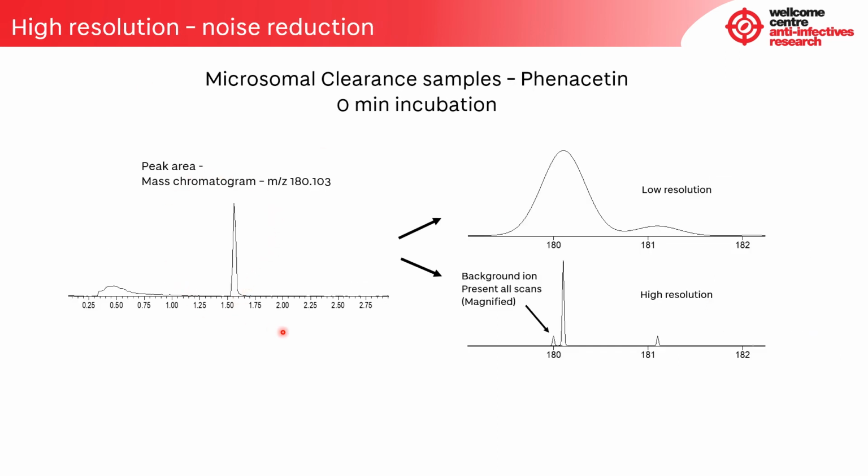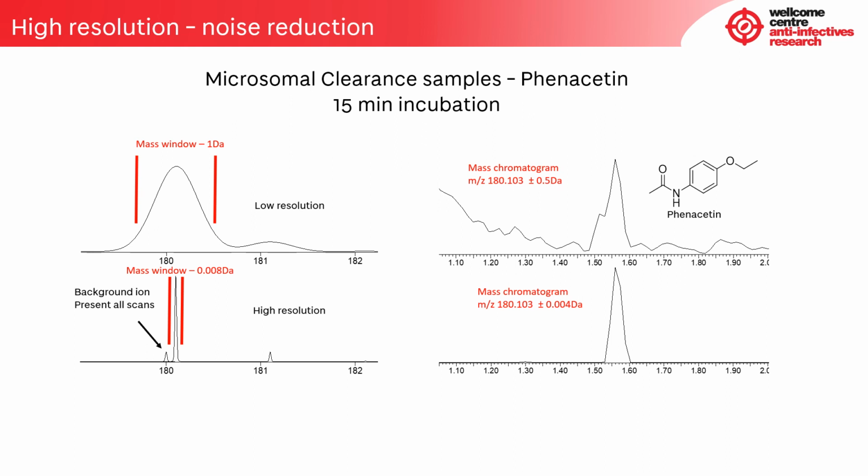If you run the clearance samples under both low and high resolution conditions and zoom in on the molecular ion region for phenacetin, at low resolution, we see a single peak for the molecular ion at 180 and a small peak for the isotope at 181. When we go to high resolution, we can see now that the molecular ion peak is resolved into two, and just next to the main peak is a small impurity peak. This has been magnified for effect, but is present in all scans throughout the chromatogram.